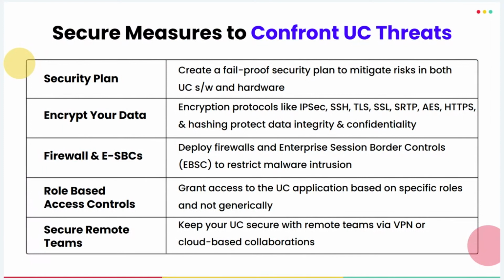I have given a few examples here. We have IPsec, SSH, TLS, SSL, SRTP, AES, HTTPS, and hashing protocols to make sure your data is encrypted and not readable by a human, or even by a robot, to decrypt it and see what is inside. Otherwise, they could understand what kind of message is being transferred, or what they are talking about, or steal user information and publish it on a public network. We can avoid that by encrypting your data.